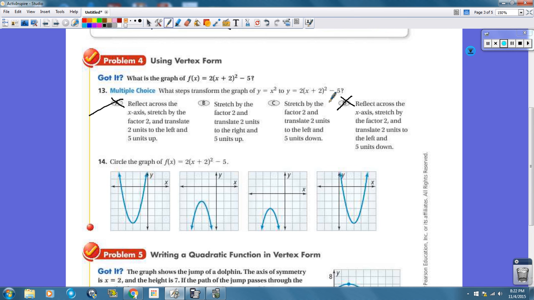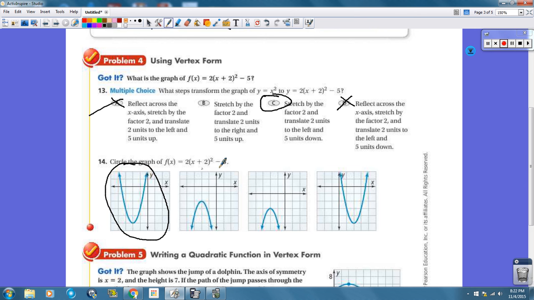So from the parent function, I should have moved left and then down. Remember, this is -2, so I went left and down. So where am I going? It's either this one or this one, which I already know it's not. So left and down, that means it's this one and it's this one.